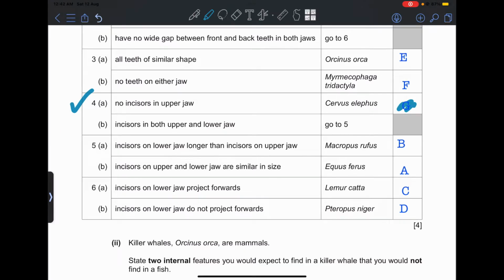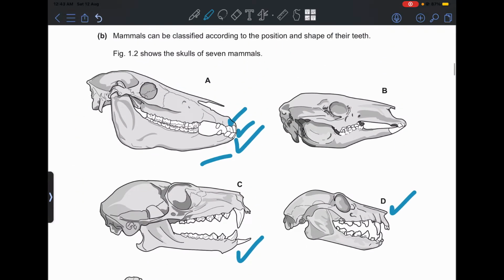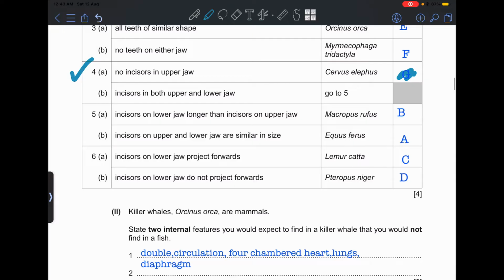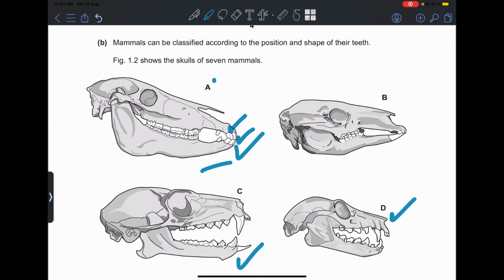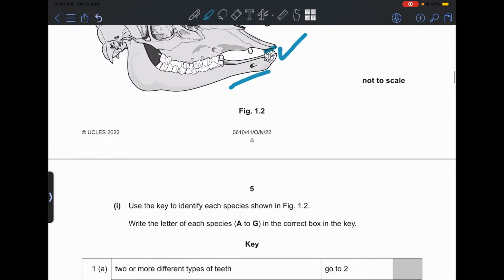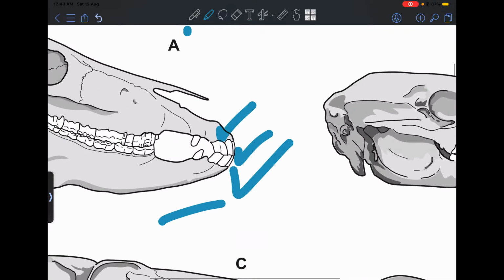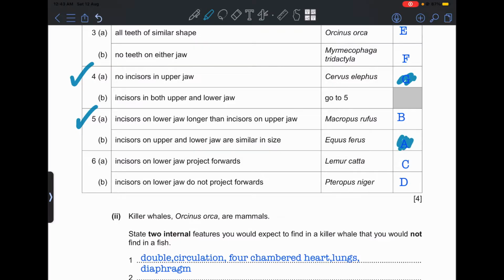It says incisors in both upper and lower jaw. Go to 5. So I can see that this one over here, A, has incisors on both the upper and lower jaw. A, so it says go to 5. I'm in 5 now. Incisors on lower jaw longer than incisors on upper jaw. Over here this is actually incorrect because they're both equal sizes. So A over here is not matching the description. Incisors on upper and lower jaw are similar in size. This is A, so this is actually matching the description. They are similar in size, but I can't say that they are the same size, but they are similar. As we can see, they're not different sizes. So A is the correct description for this one.